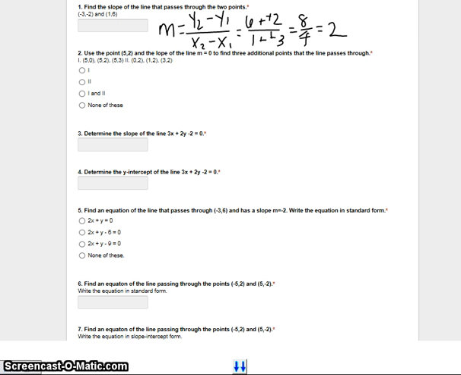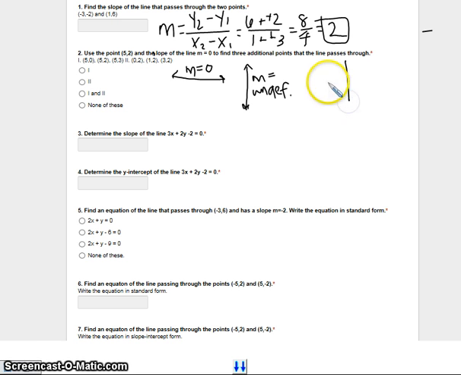On number 2, it says use the point 5, 2 and the slope of the line m equals 0 to find 3 additional points the line passes through. When you are thinking about your slope, if the line goes like this, then slope is 0. If the line goes like this, then slope is undefined. So kind of a little reminder there.